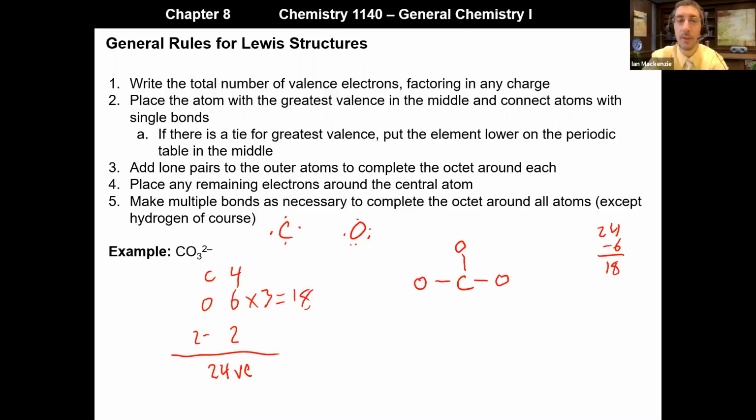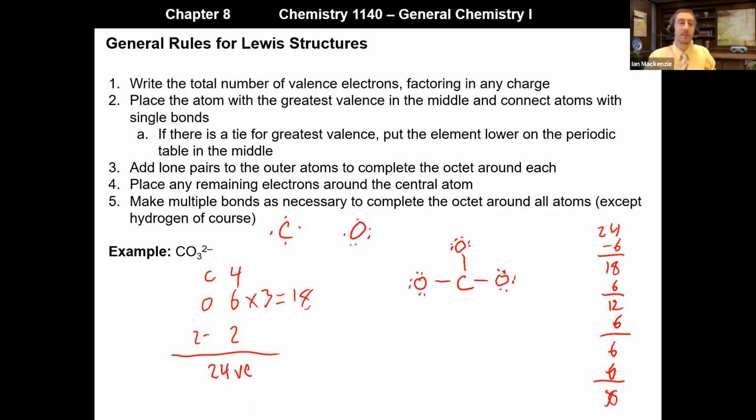Rule number 3 now is to add lone pairs to the outer atoms to complete the octet around each of them. So, a lone pair around oxygen: it had 2 electrons from the shared pair, I add 3 lone pairs, and that gets it up to 8 and removes 6 electrons. Now I'm down to 12. I move on to the next one: lone pair, lone pair, lone pair. That gets 8 electrons around that oxygen and removes 6 of my electrons. I've only got 6 left. Then the last oxygen, lone pairs around it. Now I have 2, 4, 6, 8 with the shared pair. That uses all of my electrons up.